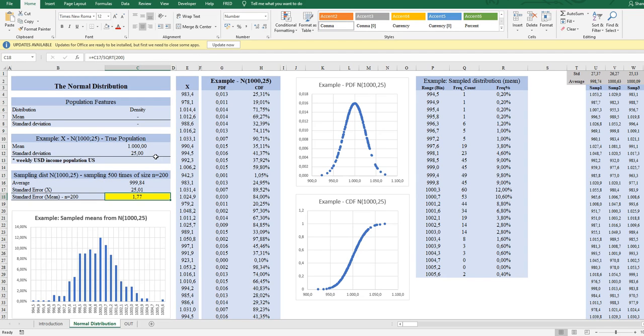And the standard error is calculated by some simple or standard way of calculating the standard deviation. So we take the standard deviation as we know it and divide by the square root of the sample size.